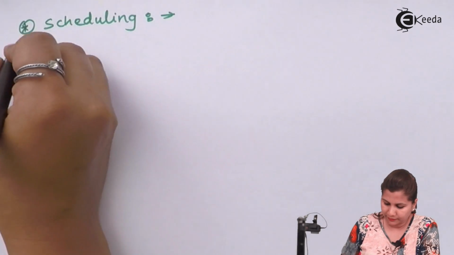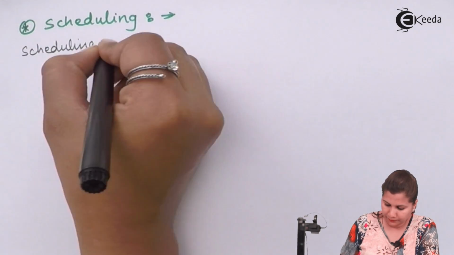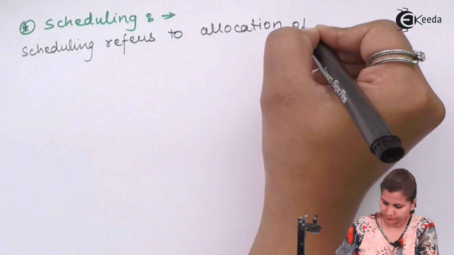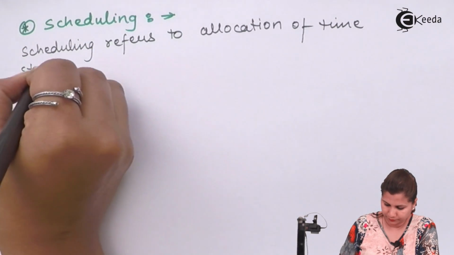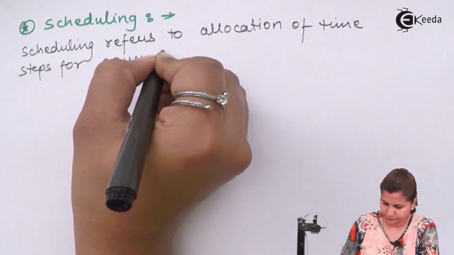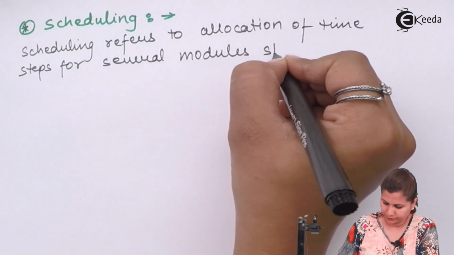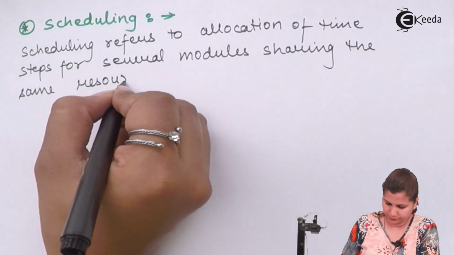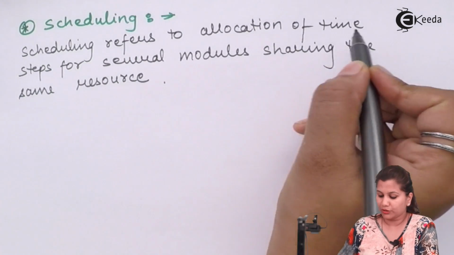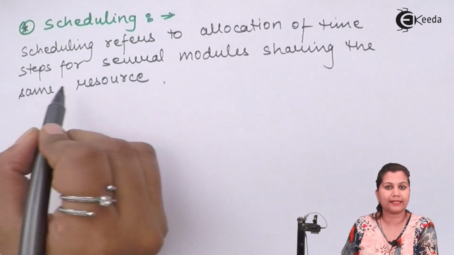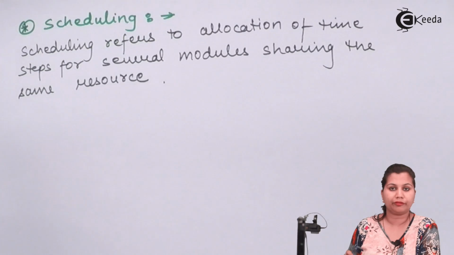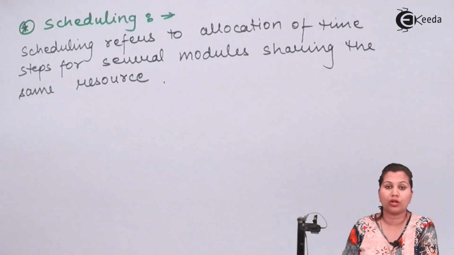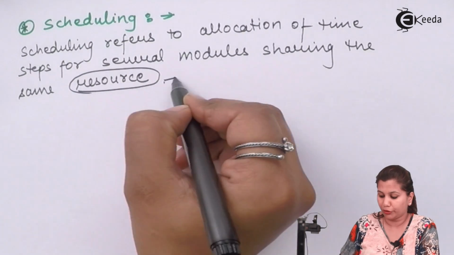So in this step, scheduling refers to the allocation of the time steps for several modules sharing the same resource. Means in the embedded system we have different modules, different blocks, different components. Suppose that these components are sharing the same resource. So how this resource is to be used by these different modules?